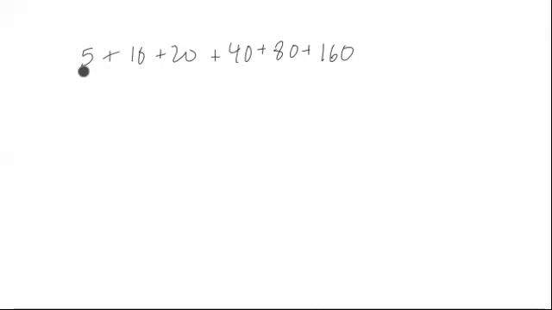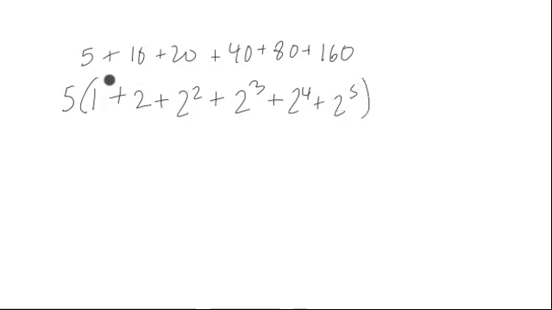Let's think about this for a minute. First of all, notice that to get from this term to this term, you multiply by 2, then you multiply by 2 again. In other words, 5 is actually a factor of every single term here. The first term is a factor of all the other terms. We could factor 5 out of all the terms. We're left with a 1 here, plus 2, because we multiplied that by 2 to get to that term. And then we multiplied this by 2 twice to get to this one, 2 squared, and so forth. And we had to multiply 5 by 2 3 times to get to that term, and 4 and 5. See this? It's 1 plus 2 plus 2 squared plus 2 cubed plus 2 to the 4th plus 2 to the 5th.